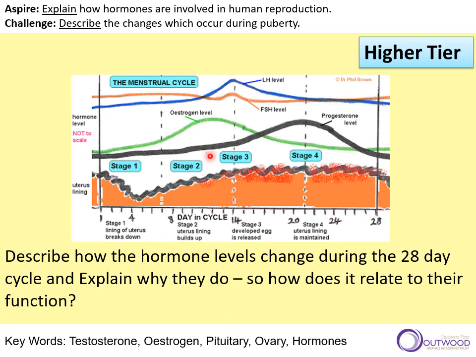Okay, so we know that FSH will increase when an egg needs to mature. We know that LH will go up when the egg needs to be released. We know that estrogen levels need to go up to make sure that the uterus lining is able to thicken. We need progesterone levels to go up at certain points so it maintains the lining.